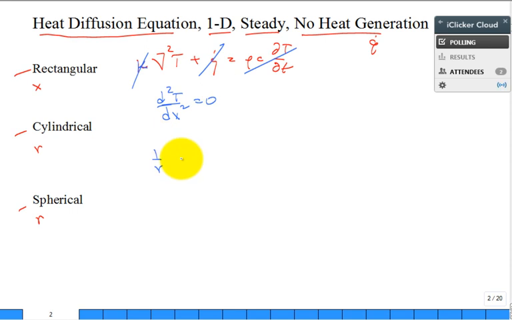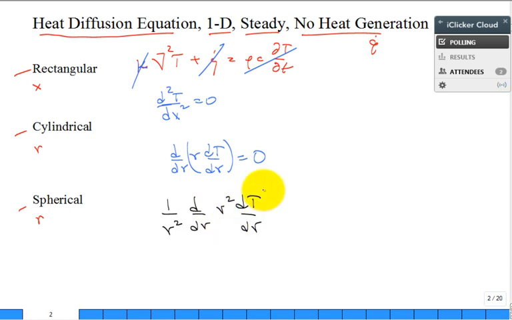For cylindrical, you have 1 over r, derivative with respect to r of r times the derivative of T with respect to r, equal to 0. The k is sitting there multiplying, and we just multiply the whole thing by 1 over k. 0 times 1 over k is 0, so it just disappears from this side. Same with r: I had this 1 over r, I multiply both sides by r. What's 0 times r? Still 0, so it goes away. This is our differential equation. And then in the spherical, you have 1 over r squared, derivative with respect to r of r squared times the derivative of T with respect to r, equal to 0. The same thing here: it goes away because you multiply both sides and one side is 0.